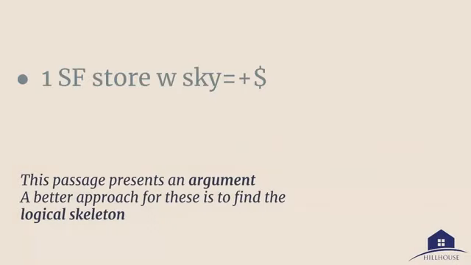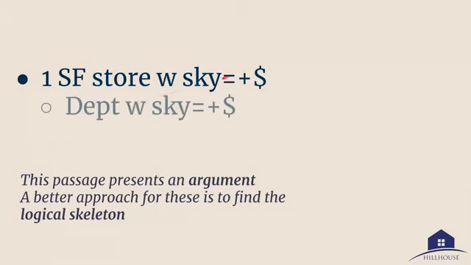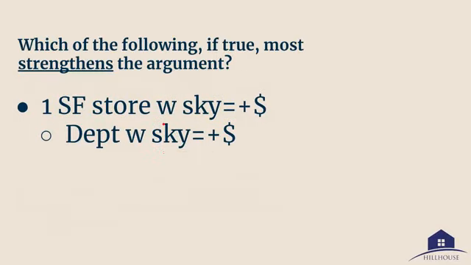So here is my skeleton for this. We have one store with a skylight, and it equals it has more money. So the department with the skylight has more money. Now, how can we strengthen this? This is where we want to anticipate the answer. If they're saying that the department with the skylight has more money, how can we strengthen that argument?